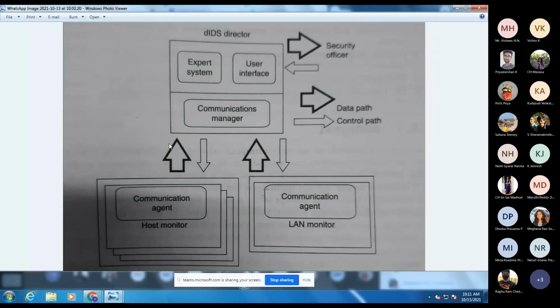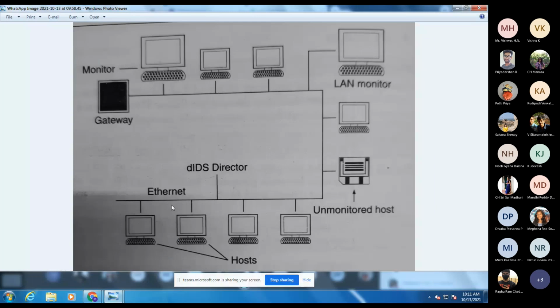And in the previous diagram I showed you, there will be a DIDS director in your network, there will be a LAN monitor and host. Every host is monitored. There might be unmonitored hosts also, but generally configuring that agent in every host will always help. Is that clear, students? So I said in the gateway we can have host IDS and network IDS, right? So network based IDS, I said in the gateway generally we will have network based IDS. That network based IDS which is running in the gateway also can send information to the DIDS director.